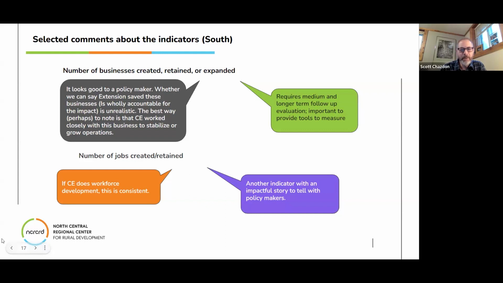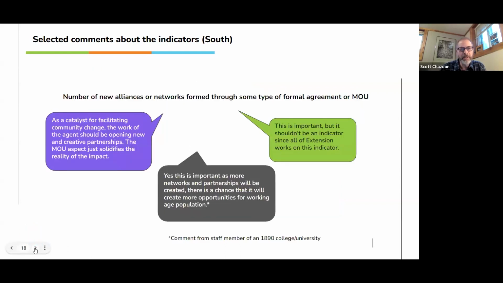Similar comments about the number of jobs. If that's not a priority or that extension program is not set up to do work directly with businesses, it's hard to really measure this. But it could be a powerful way to tell a story to policymakers.